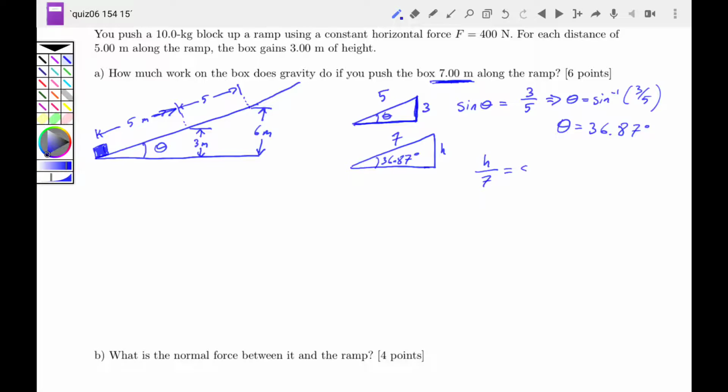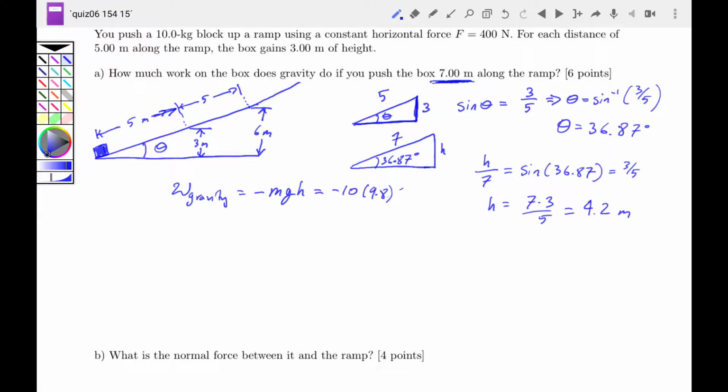Well, h over 7 still has to be sine of 36.87. Sine of 36.87 was 3 over 5, so maybe it's more accurate if I use 3 over 5. That means h is 7 times 3 over 5, so that's 21 divided by 5, 4.2 meters. And so the work by gravity will have been negative mgh, negative 10 times 9.8 times 4.2, so negative 400.6 joules.